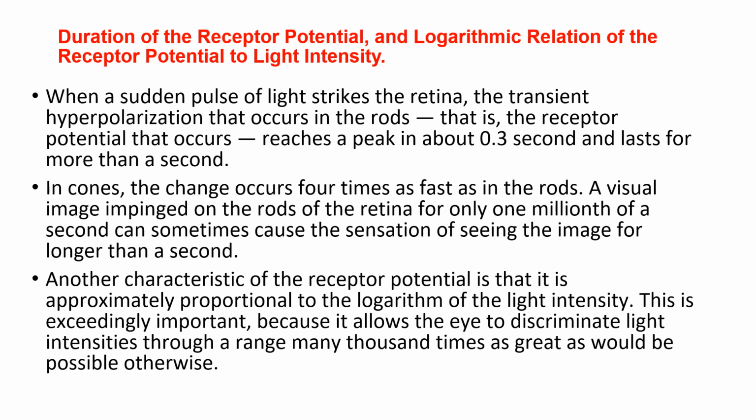A visual image impinged on the rods of the retina for only 1/millionth of a second can sometimes cause the sensation of seeing the image for longer than a second. Another characteristic of the receptor potential is that it is approximately proportional to the logarithm of the light intensity. This is exceedingly important, because it allows the eye to discriminate light intensities through a range many thousand times as great as would be possible otherwise.